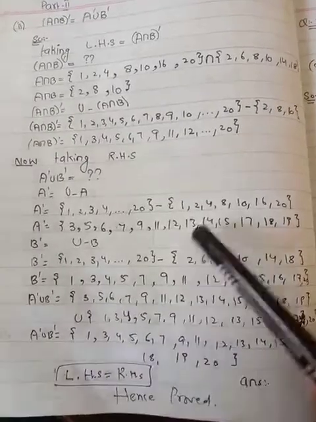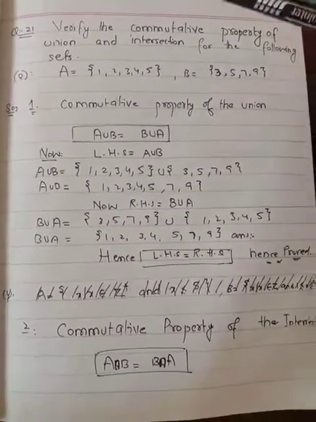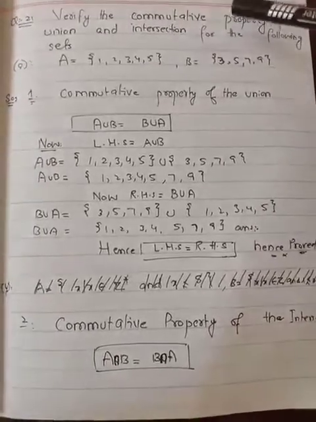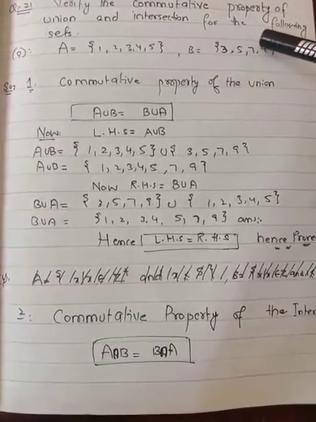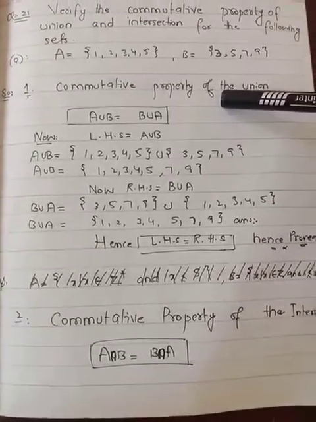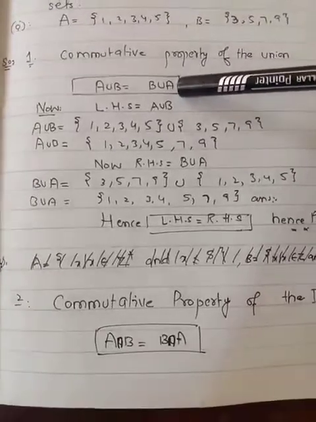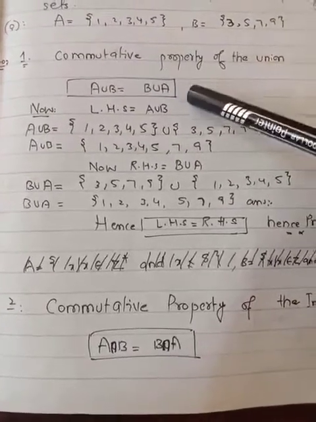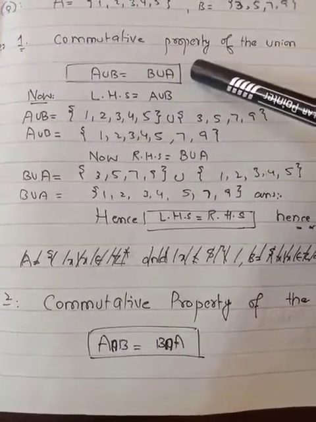Now let us move towards question number 21. Question number 21 is: verify the commutative property of the union and intersection for the following sets. A set is 1 to 5, B set is 3, 5, 7, 9. We have to prove the commutative property of the union. Commutative property of the union is A union B equals B union A.